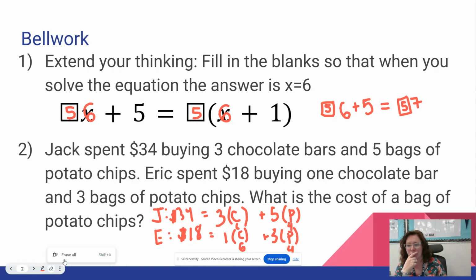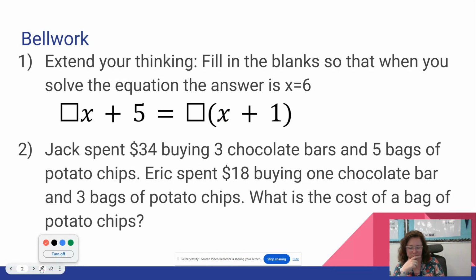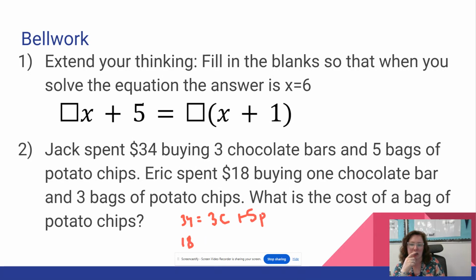Let's try another one. My 34 has to equal 3 times my chocolate bars plus 5 times my potato chips, and 18 has to equal my chocolate bars plus 3 times my potato chips. We tried 6, it didn't work. Let's try 5: 18 minus 5 is 13, not divisible by 3. Let's try 4: 18 minus 4 is 14, no. So we could try 3.